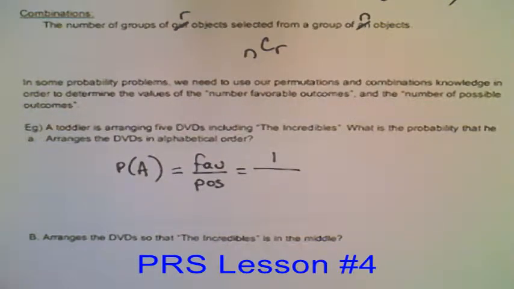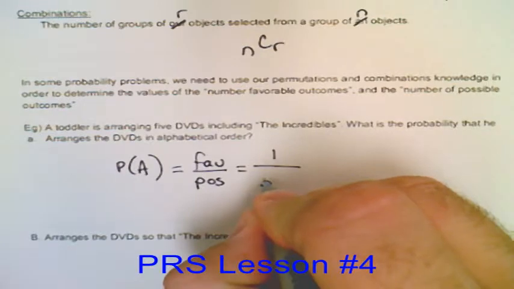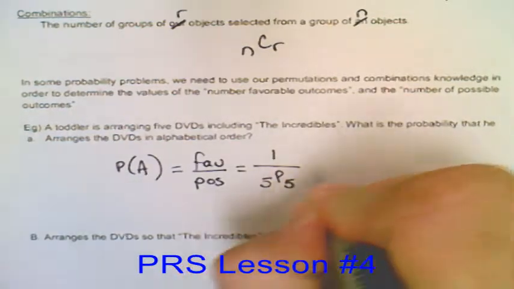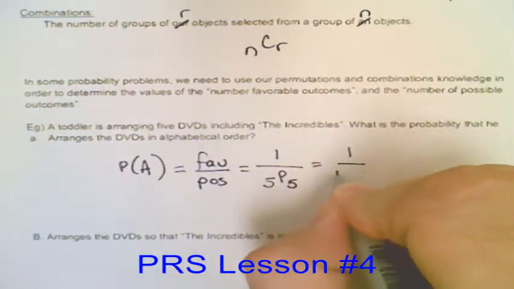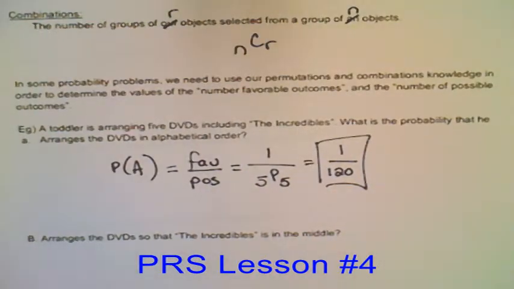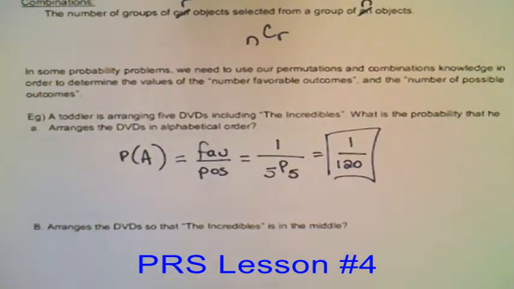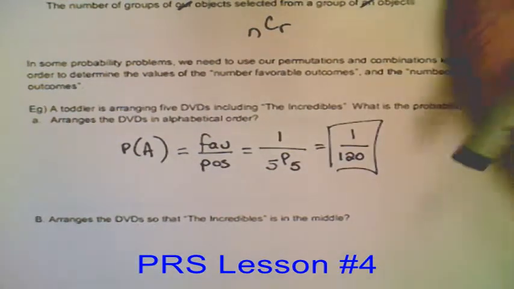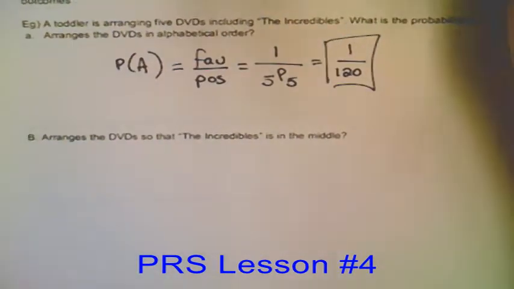For the possible orders, you have to ask yourself, how many ways can this be arranged, or how many different arrangements are possible? As soon as I say arrangement, I know I'm talking permutation, because I'm putting them in set positions, order matters. I've got 5 to arrange, and I'm arranging all 5. That becomes a permutation, so I get 5 pick 5. This is the one we did yesterday. So 1 over 120, and that is my probability. There's a 1 in 120 chance that he does that.